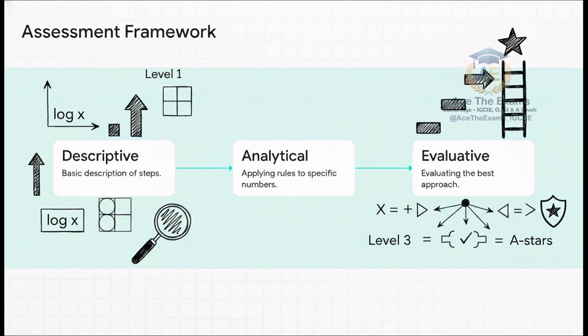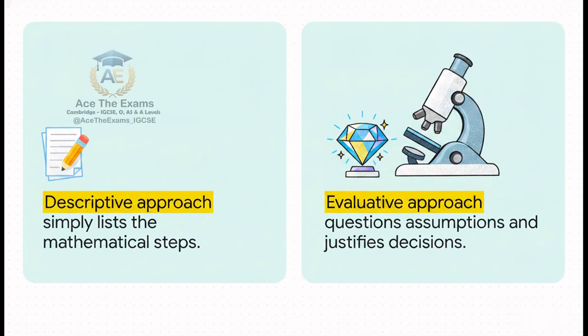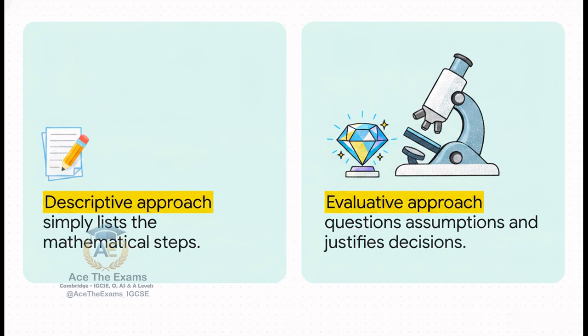But level 3 candidates, the ones who consistently score top marks in IGCSE Additional Mathematics, they are evaluative. They look at a complex question, see 3 different possible paths to the final solution, evaluate which specific path requires the fewest algebraic steps, thereby minimizing their risk of making a silly sign error, and then they execute that optimal path flawlessly. This evaluative approach is your gold standard. It requires identifying limitations and justifying every single change of base decision with hard evidence. It means fundamentally questioning your assumptions.